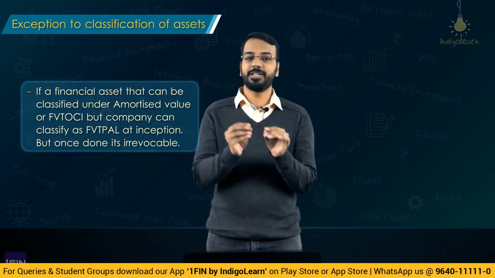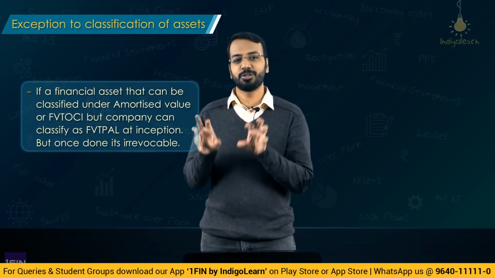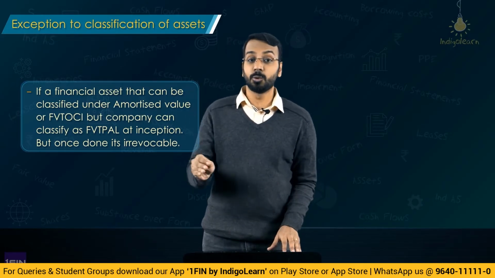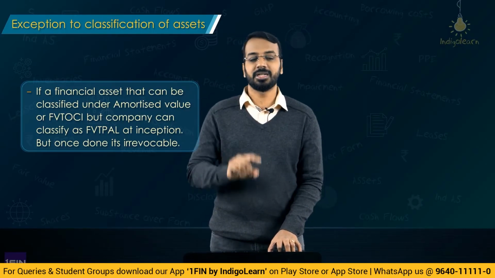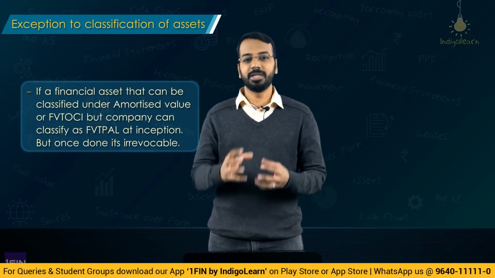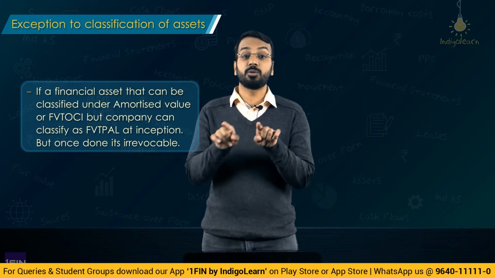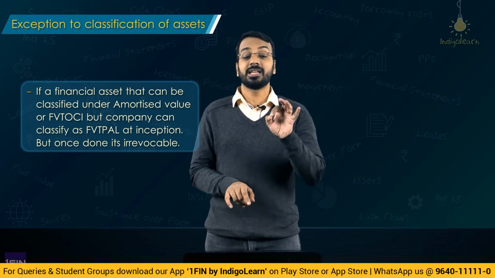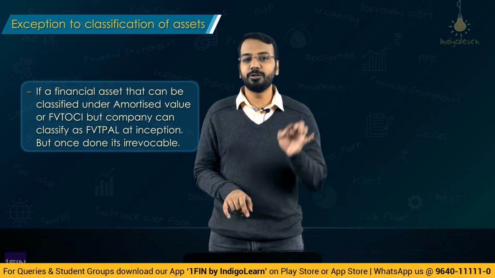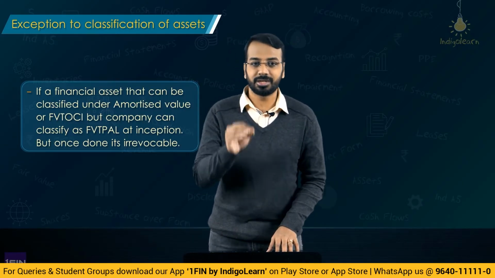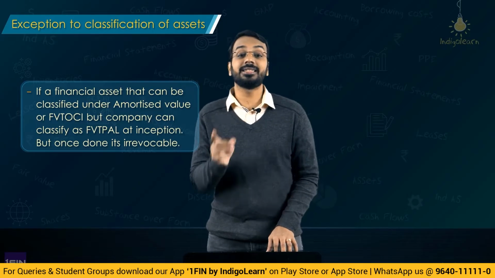The first one is, if it is a financial asset which can either be under the amortized cost category or FVT OCI category, if it falls under these 2 categories, the entity may choose to designate it as fair value through P&L at inception, and this option is irrevocable. Meaning to say, if the entity believes that to avoid some kind of accounting mismatch, it needs to classify these financial assets as financial assets measured at fair value through P&L, it can do that. This option has to be chosen at the time of initial recognition at inception, and it is irrevocable.